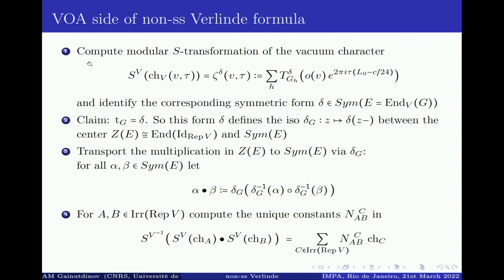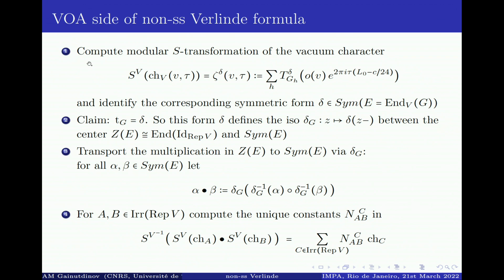Let me give you an outline, or practical steps, of how to calculate fusion rules just using VOA data if the conjecture holds. Because the modified trace is a complicated thing, but actually the VOA meaning of the modified trace is very simple. You should take a vacuum character and compute the modular S transformation. You get some pseudo-trace function which is parameterized by some symmetric form delta, right? So you're supposed to calculate this.